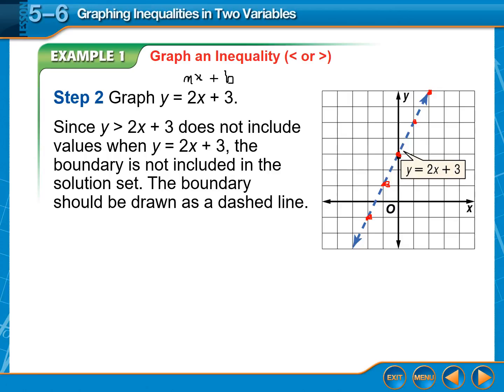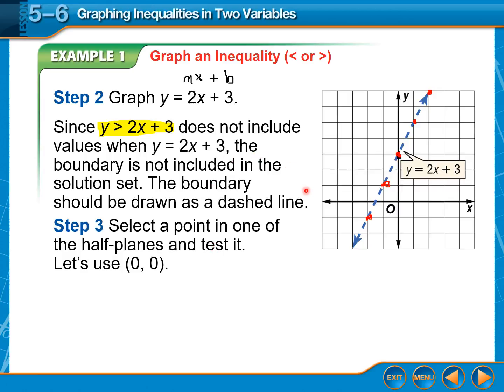Now, look at the line that they drew. The line that they drew is a dotted line, right? That's because y is greater than 2x plus 3 does not include any values where y is equal to 2x plus 3. So we use a dotted line because this is just greater than. Okay? We're looking for all the places where it's greater than, not equal to 2x plus 3.